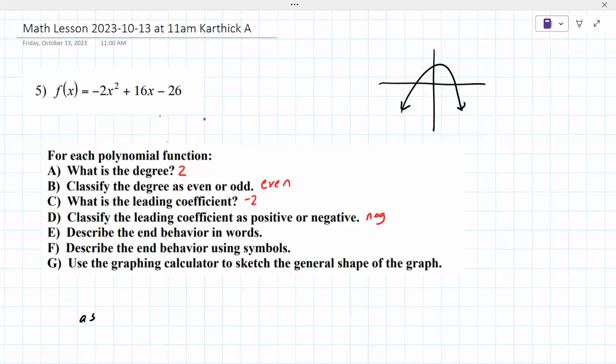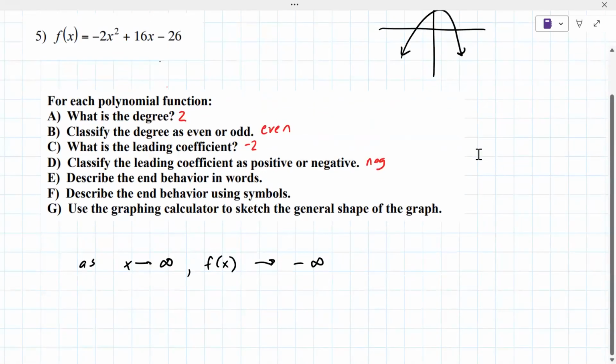Right, as x goes to infinity, that's to the right. So imagine you're on the curve and you're going to the right. If you're going to the right, what happens with the y value? We're going to the right, the y value would decrease. It goes down forever. So you would say f of x goes to negative infinity. Does that make sense?